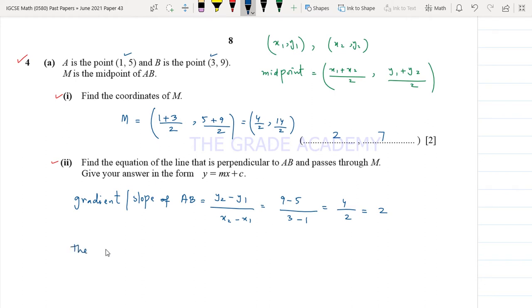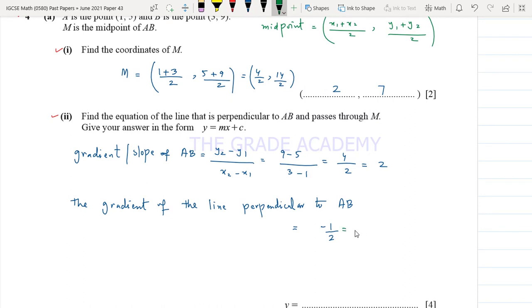Now the gradient of the line perpendicular to AB. What will be the gradient of the line which is perpendicular to AB? This will be equal to the negative reciprocal of this gradient. So we take the reciprocal of this, we reverse it, we flip it, and we also take the negative of it, so minus 1 by 2. So this is the value of m for our required line.